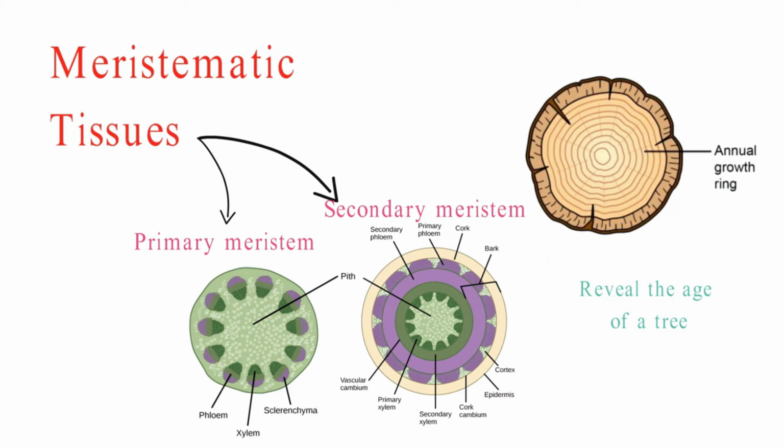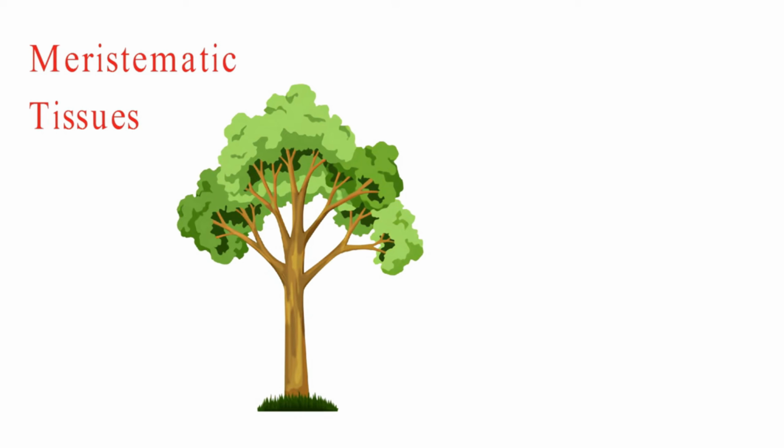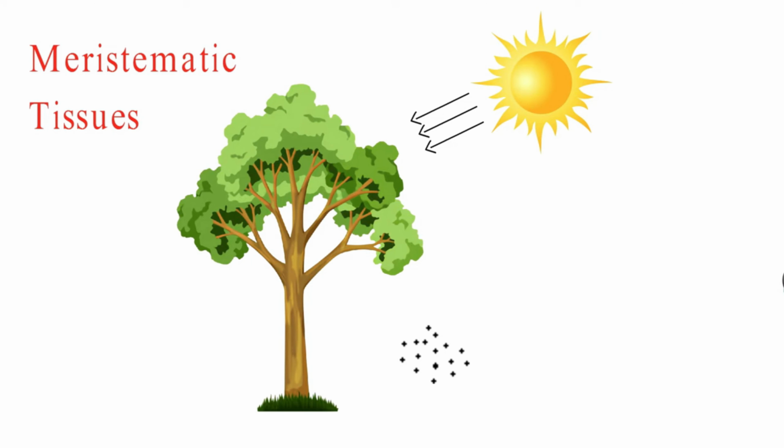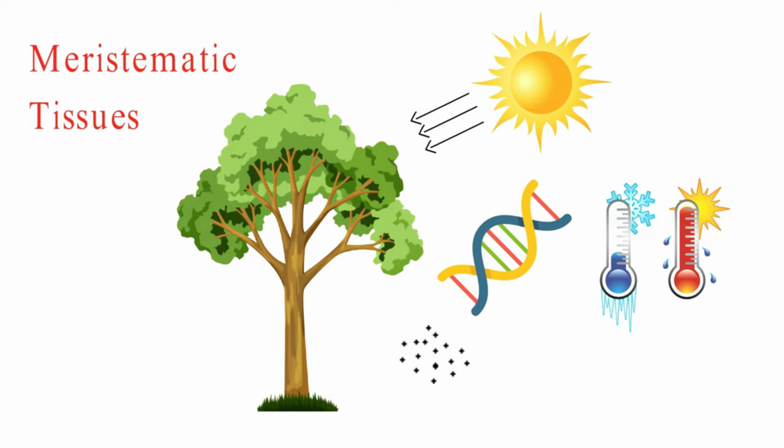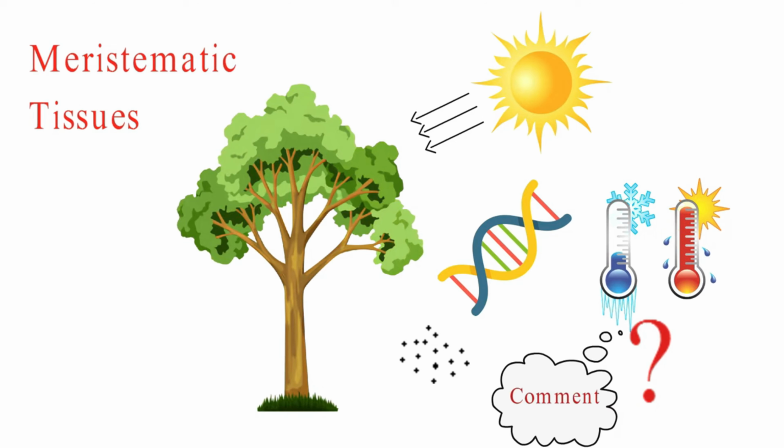These meristematic tissues aren't just passive players, they're masters of growth manipulation. The activity of meristematic tissues is meticulously choreographed by factors like hormones, light, temperature, and genetics. But which of these factors is the true puppet master? Share your thoughts in the comments below. And there you have it, the mesmerizing world of meristematic tissues, where growth never stops, and mysteries abound.